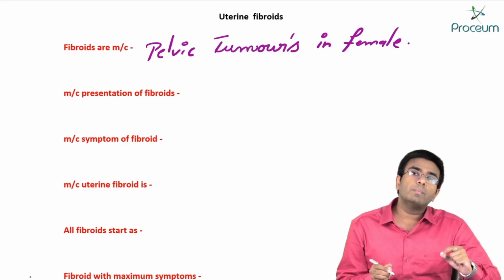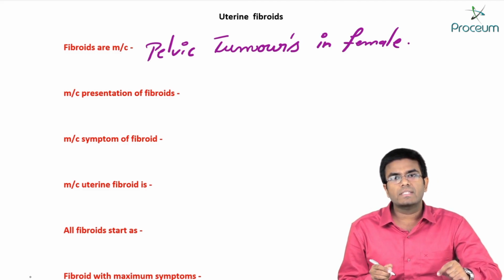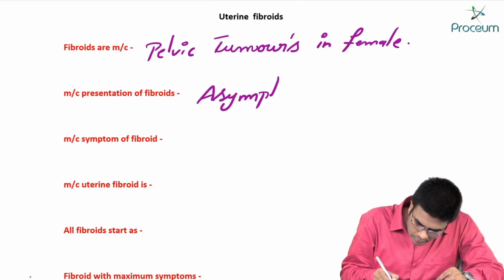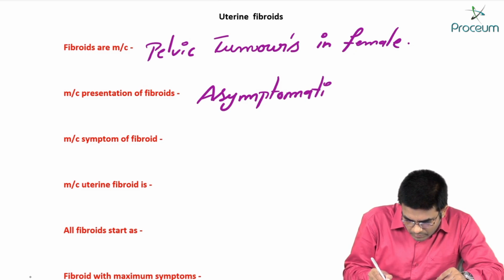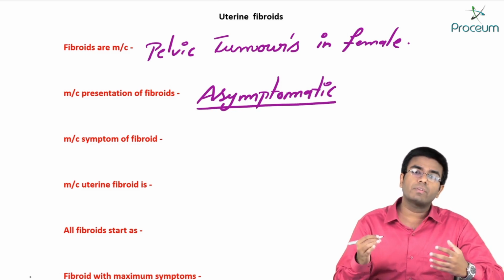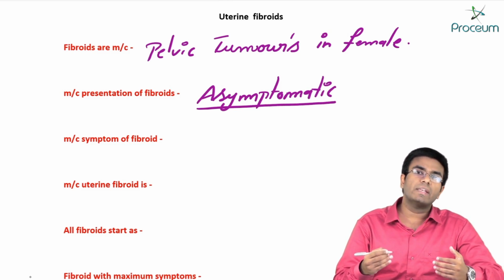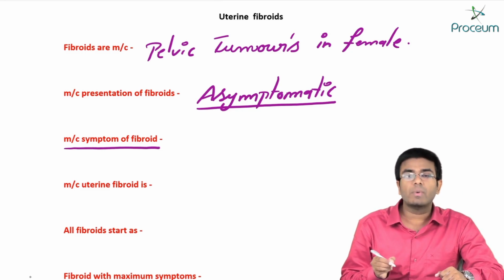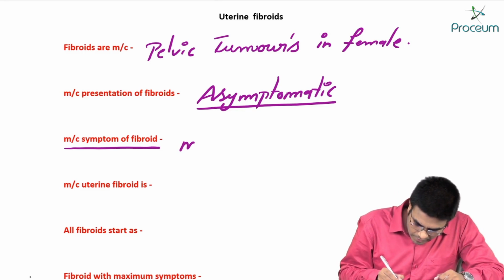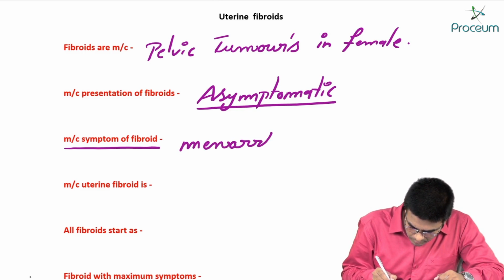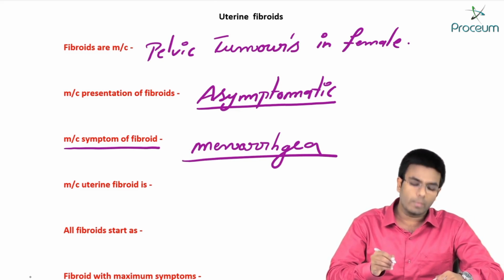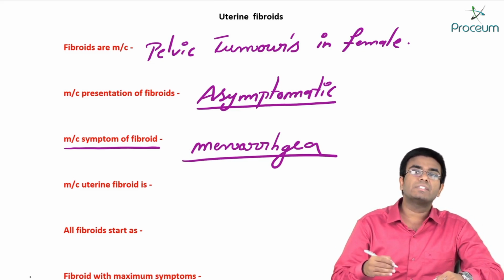Okay. Now, most common presentation of fibroids. Guys, please remember, in most of the cases, these fibroids are asymptomatic. No symptoms at all. Even if a female has fibroids, she won't have any symptoms. But if she has symptoms, the most common symptom of a fibroid is menorrhagia. Menorrhagia is the most common symptom of fibroid, that is excessive bleeding.